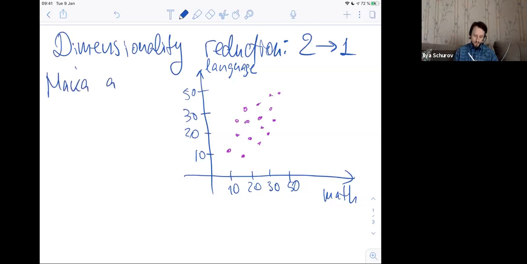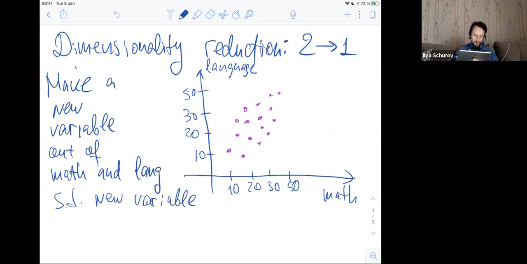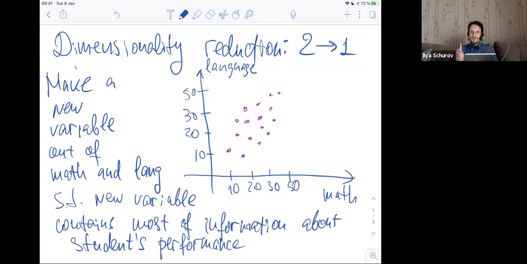Make a new variable out of math and language, such that the new variable contains most of the information about students' performance. So this is our problem. Let us first consider some simple ways to do it.